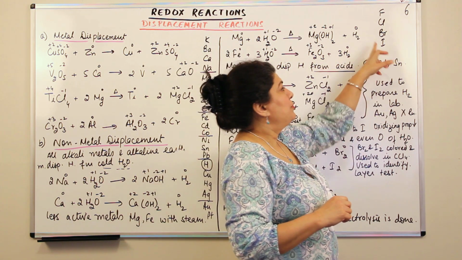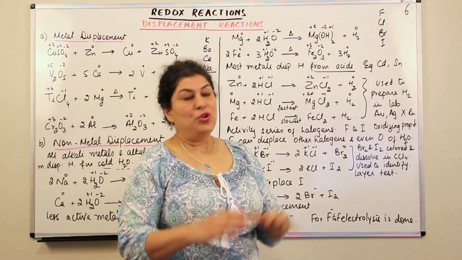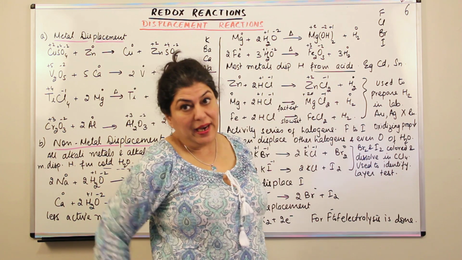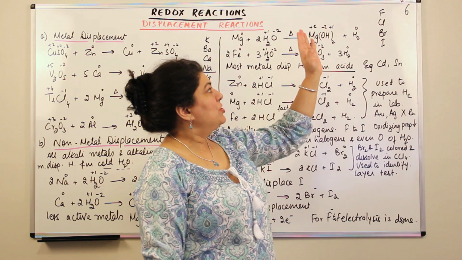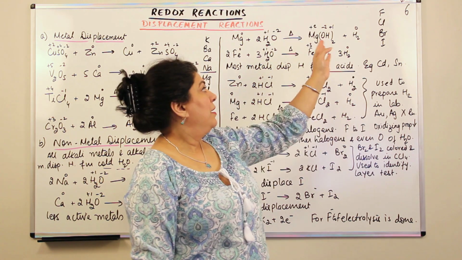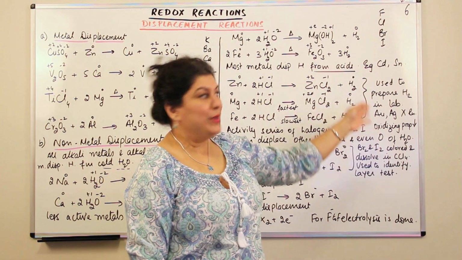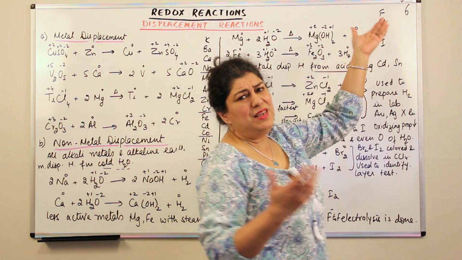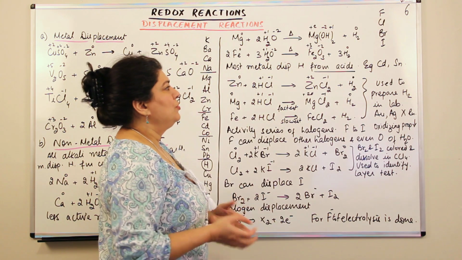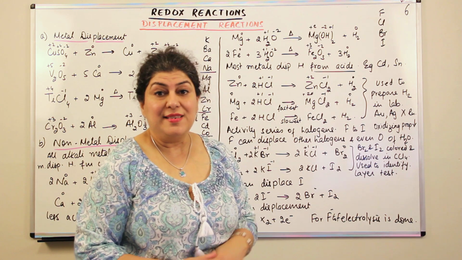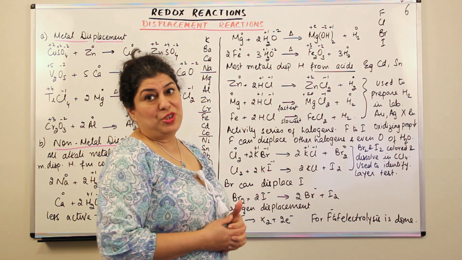Bromine will be able to displace iodine. So according to this activity series of the halogens, fluorine can displace all other halogens, chlorine can displace the ones below it, bromine can displace the ones below it, and iodine can displace astatine, which is not usually, that reaction we don't see. But in the case of fluorine, such a displacement is not possible.